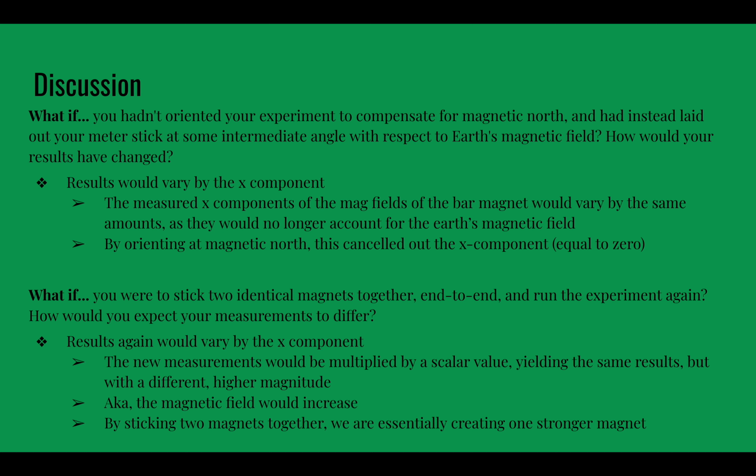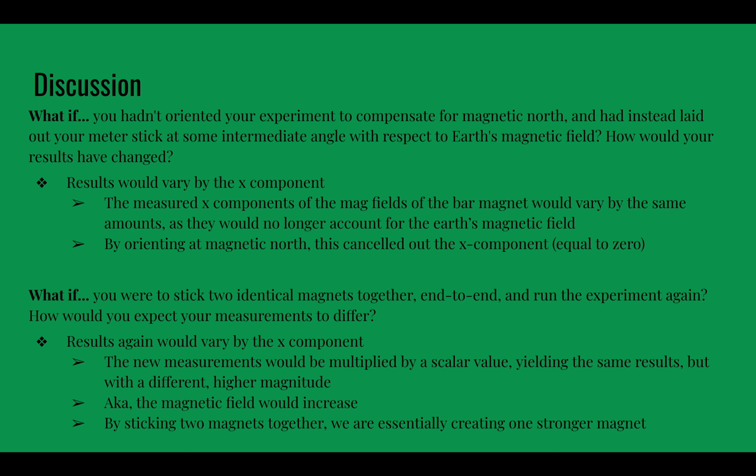So to answer these questions, for the first question, the results would vary by the x component, as the measured x components of the magnetic fields of the bar magnet would vary by the same amounts, as they no longer account for the Earth's magnetic field. By orienting at magnetic north, this canceled out the x component, which was equal to 0 for the problem.